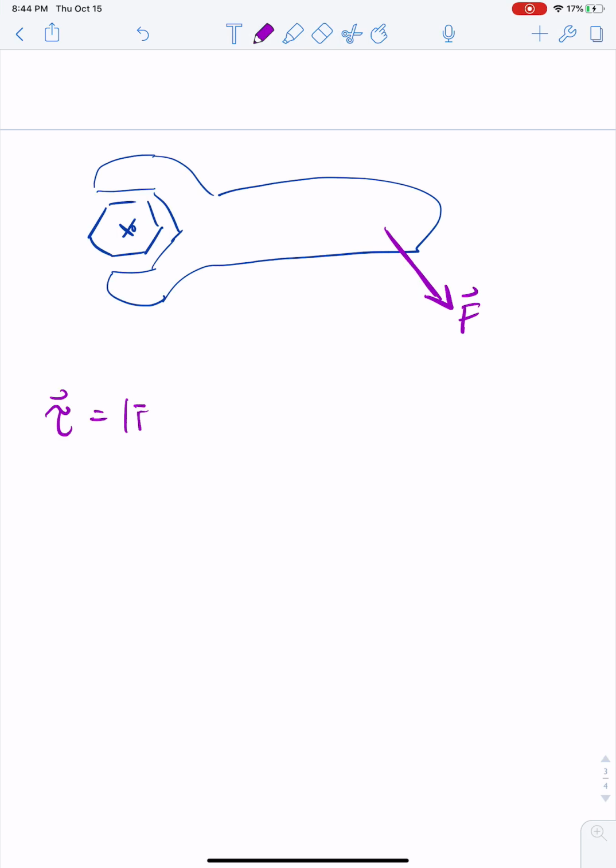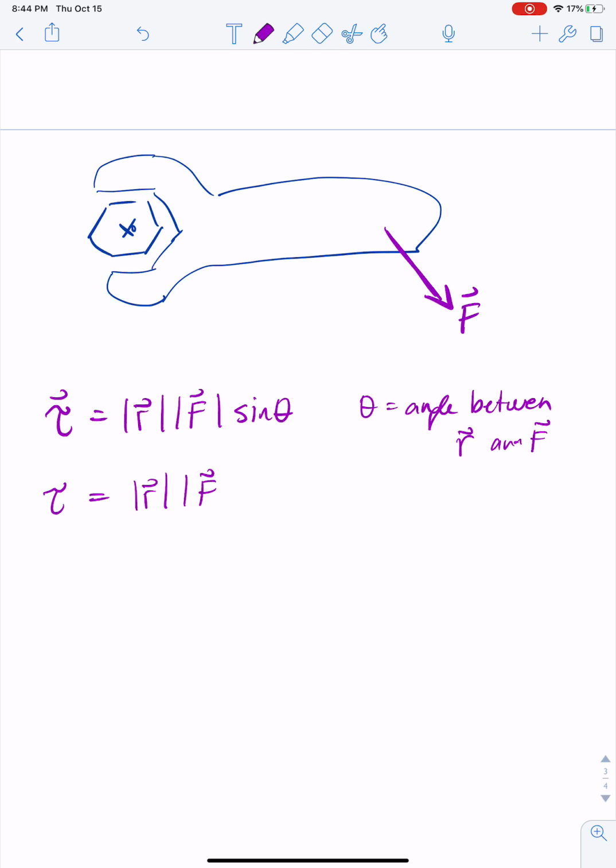We can calculate R F sine theta, where theta is the angle between R and F. We can say R times F perpendicular, where F perpendicular is the magnitude of the component of the force that's perpendicular to the radius. And these are really magnitudes.